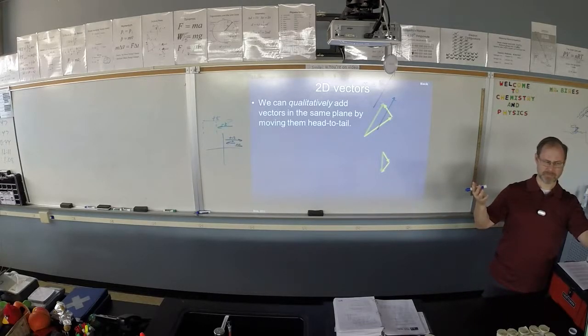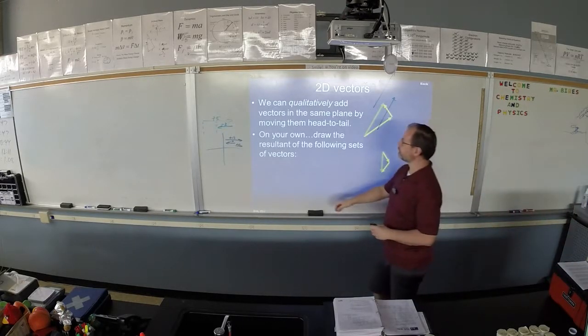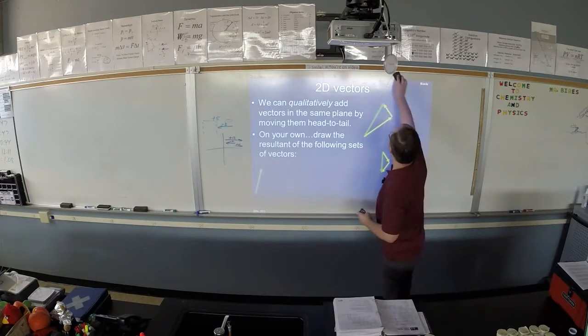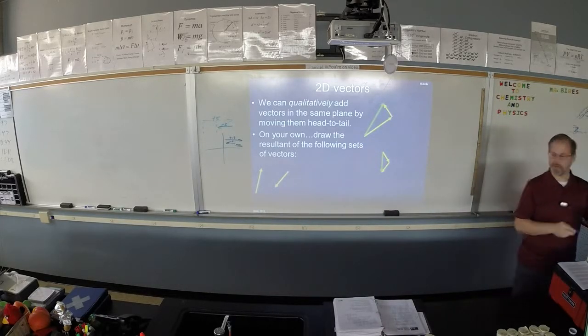Make sense? Okay. Give me a thumbs up if you're ready to do your own. Okay, so scribble these down. Draw the resultant vectors of these. And after you've drawn the resultant vector, compare it with your neighbor.